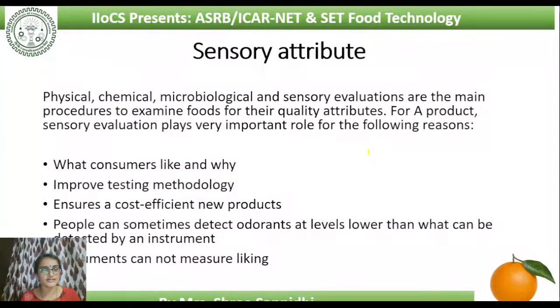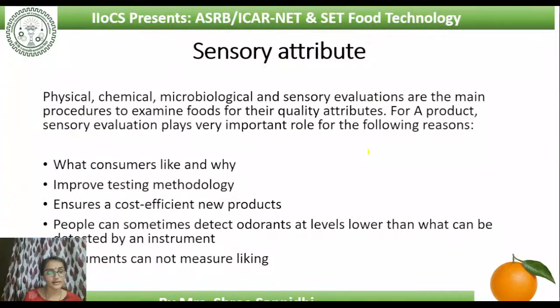So by using sensory evaluations, we will come to know what our consumers will be liking and why they are liking it. As I told you, a sensory panel will be formed and individual persons' inputs will be taken by the sensory evaluator. Then by doing sensory evaluations we can improve our testing methodology, and sensory evaluation ensures cost efficient new products.